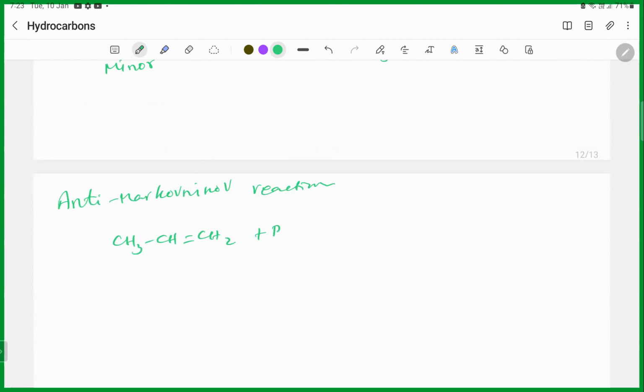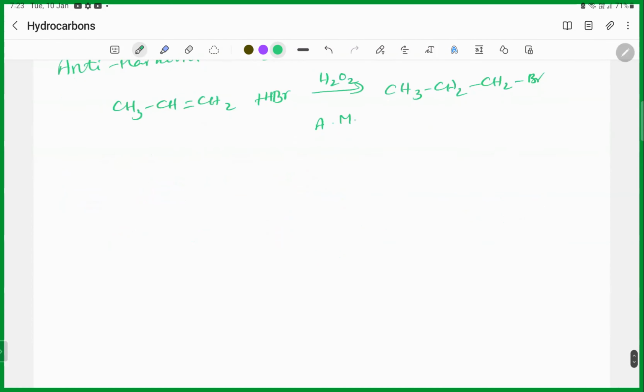When you add hydrogen bromide in the presence of peroxide, H2O2, it will give CH3, CH2, CH2Br. So this is known as anti-Markovnikov addition. Why does the anti-Markovnikov addition occur? It is otherwise called the peroxide effect or Kharasch effect, the anti-Markovnikov effect or anti-Markovnikov reaction.